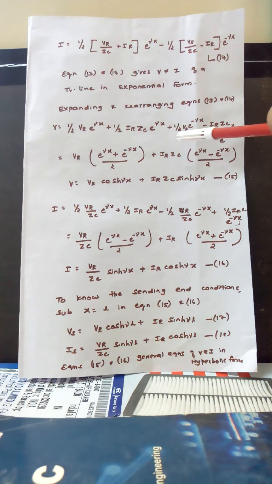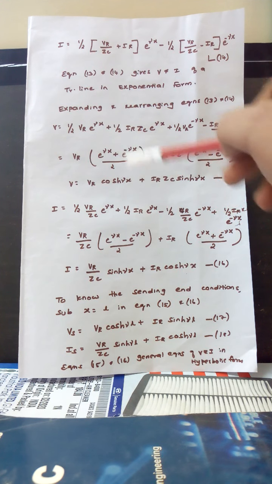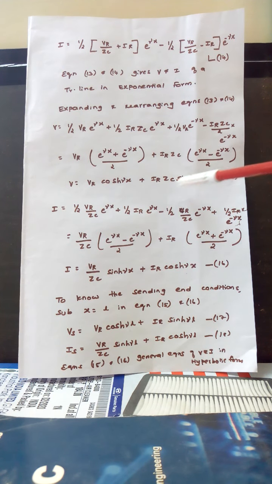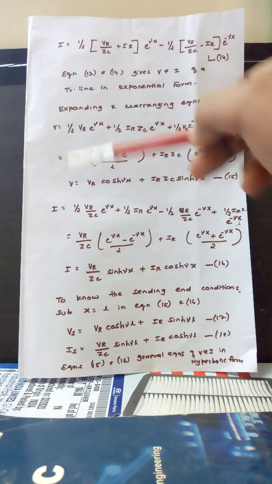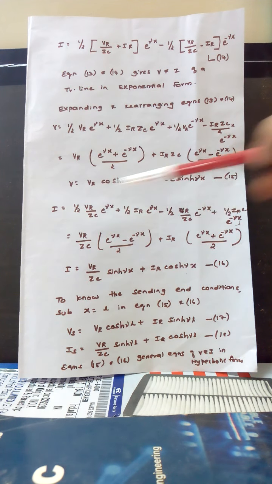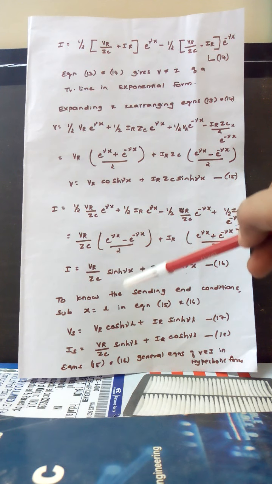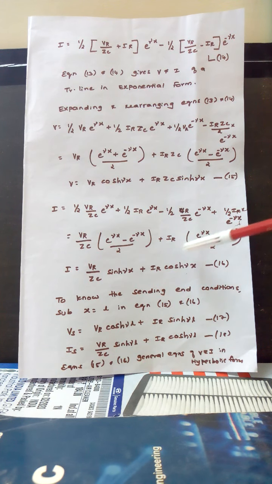So we'll get e to the power of gamma x minus e to the power of minus gamma x divided by 2. This is nothing but cosh of gamma x, and this is nothing but sinh of gamma x. The formula will be correct. So this is your VR here. Similarly, in the IR term, if you multiply inside and rearrange, we get VR by Zc into sinh gamma x plus IR into cosh gamma x. This we consider equation number 15, and the current equation is equation number 16.